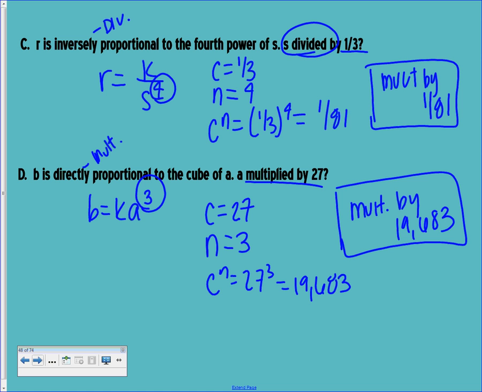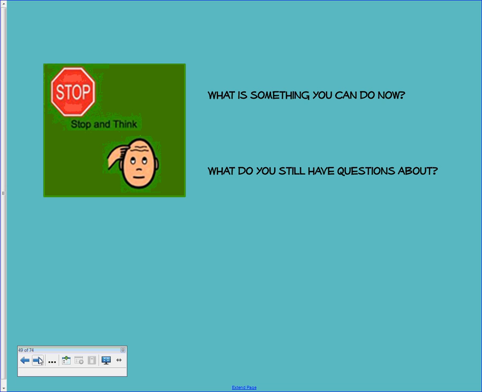Okay, so that's a lot of different examples in the fundamental theorem of variation. Sometimes this one is a little confusing, so go ahead, stop and think. What is something you do know now? Because I'm sure you know a few things. And what do you still have questions about? Write this down and come to class with those ready for tomorrow.